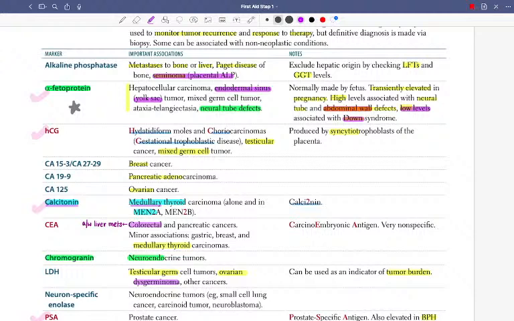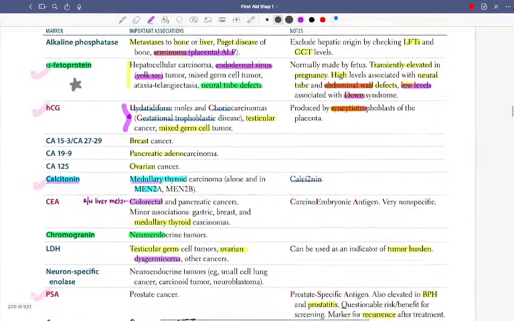HCG: hydatidiform mole, choriocarcinoma, gestational trophoblastic tumor, all this is important. Testicular cancer, mixed germ cell. Synthesized by syncytial trophoblast. Okay, this is important. This entire thing is important.